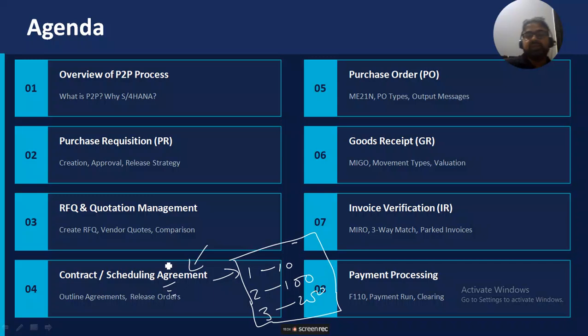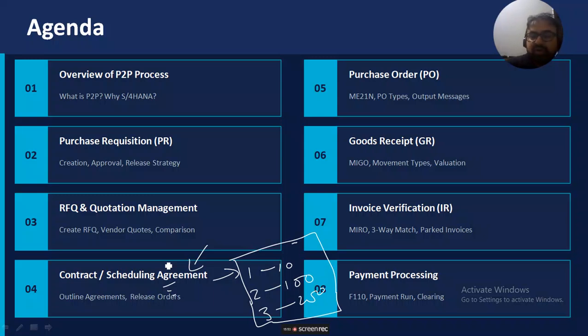I'm just giving you informational things, and this is the slide. It's a very important slide. Why is this important? Because the interviewer always asks the question, what is the P2P cycle? And most people forget this and explain it wrongly. This is the correct way: PR, RFQ, contract, purchase order, good receipt, and invoice and payment.